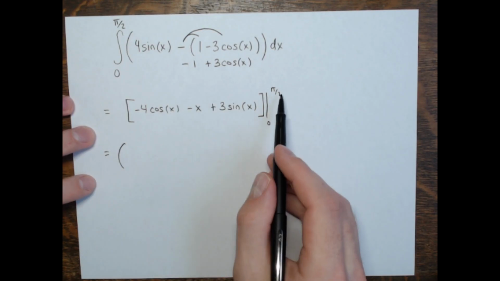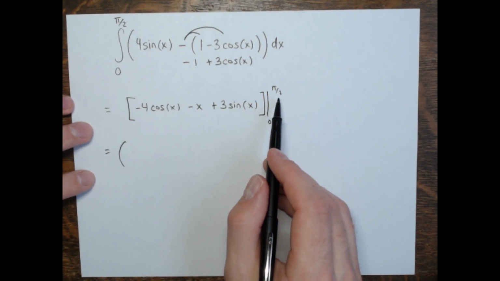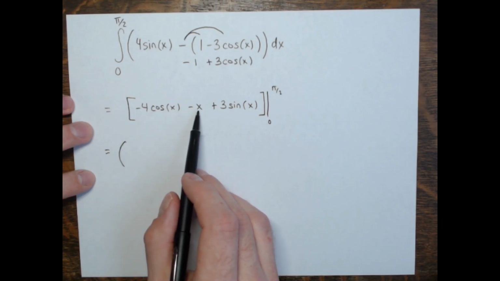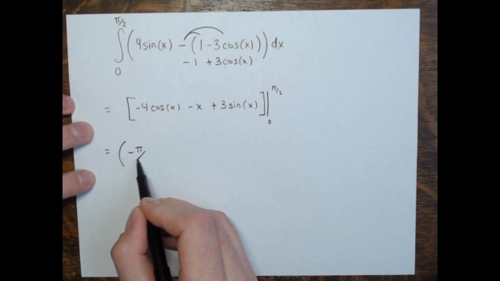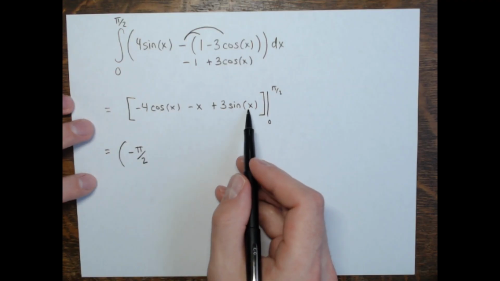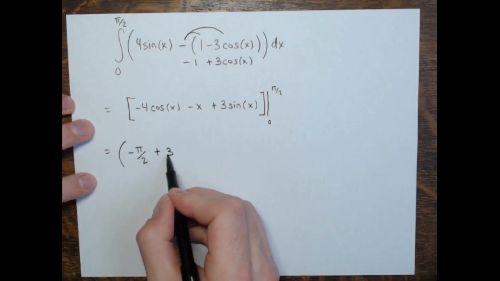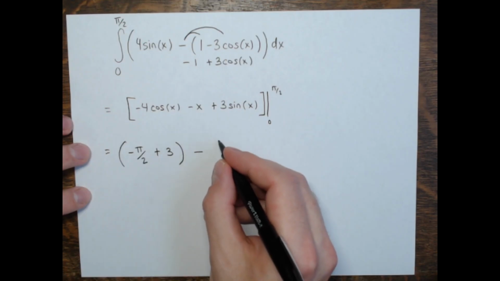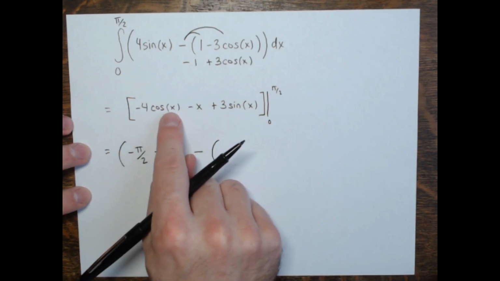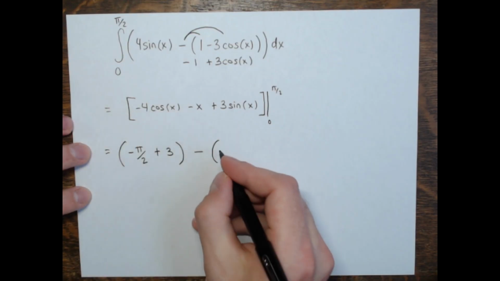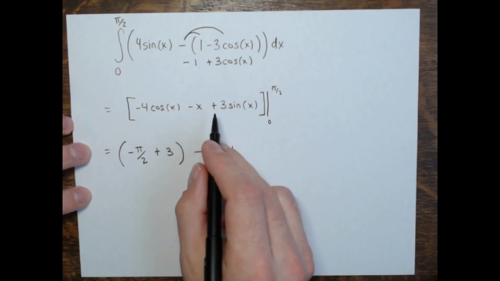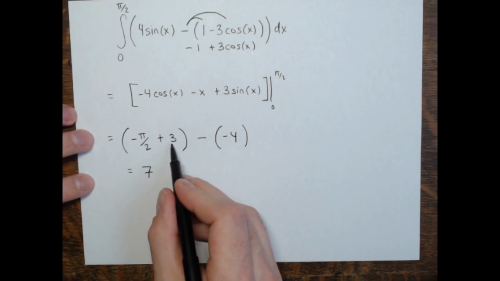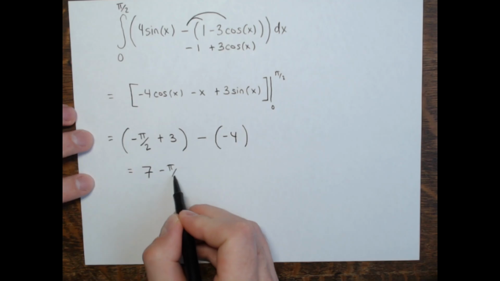Now, when I plug in pi over 2, remember cosine of pi over 2 was 0. This would be just negative pi over 2. And then sine of pi over 2 is 1, so this is plus 3. So 3 minus pi over 2 for plugging in the upper limit. And then plug in 0. Now the cosine of 0 was 1, so this is -4, minus 0 plus 0. So this is plus 4. So this ends up being 3 minus negative 4, 7 minus pi over 2.